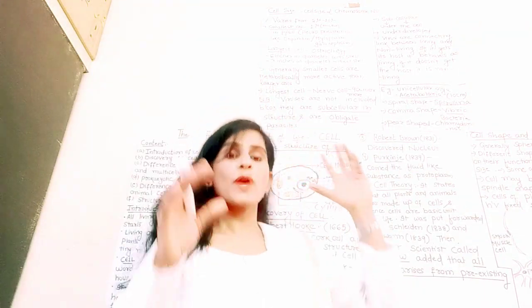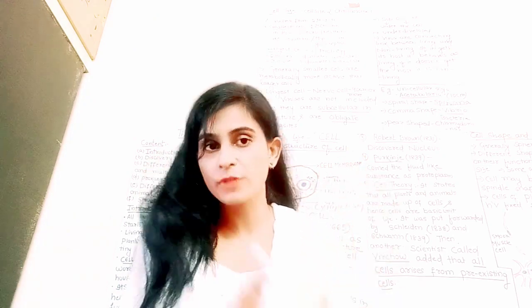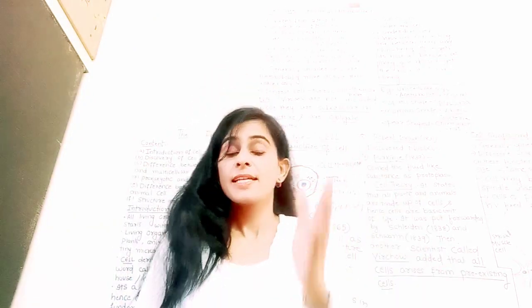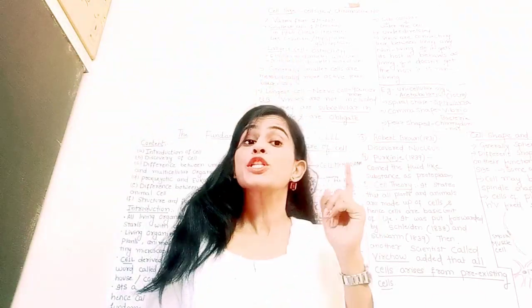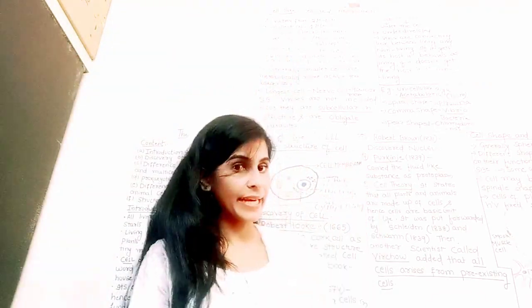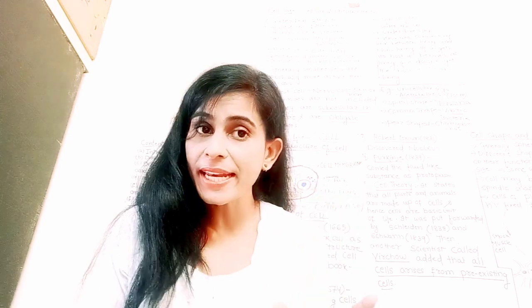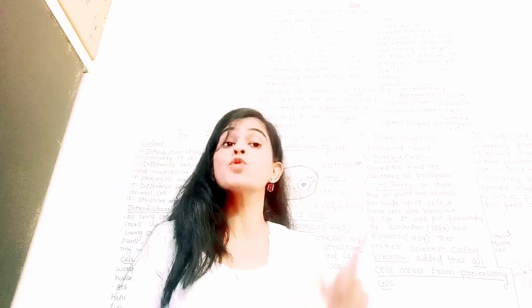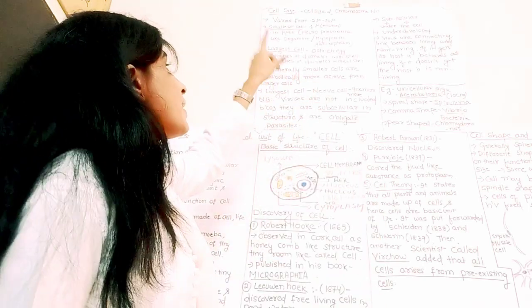So next, what is the general size of the cell? The cell size varies from 0.2 micron to 20 micron. What does the cell size vary? 0.2 micron to 20 micron in size.